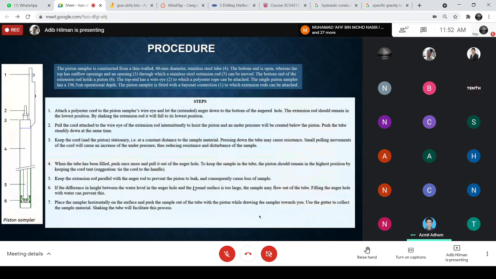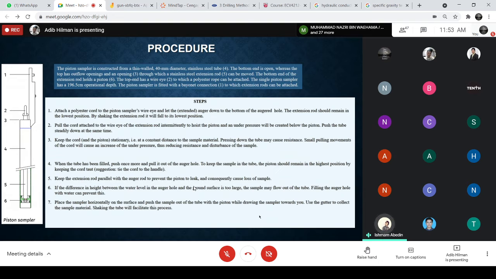Okay, Assalamualaikum. For the piston sampler, as you can see, here is the instrument and there are some numbers. Number 1 is the bayonet connection. The second one is the wire eye. Third is the opening. Fourth is the stainless steel tube. Fifth is the steel extension rod, and sixth is the piston.